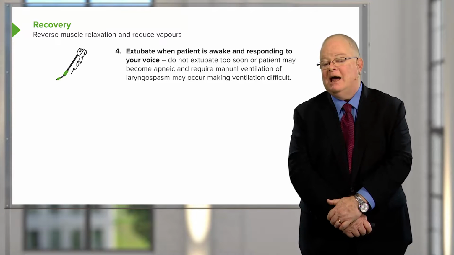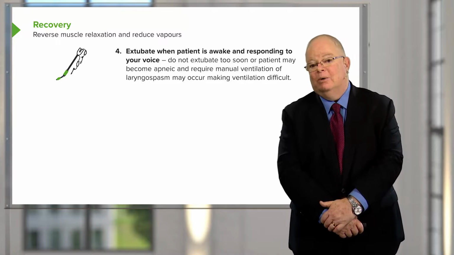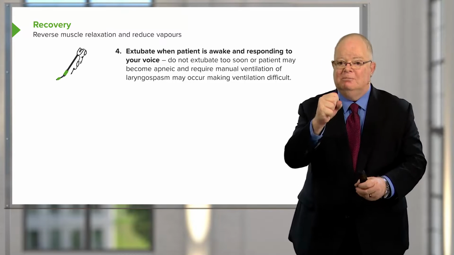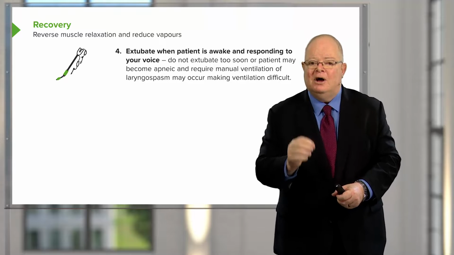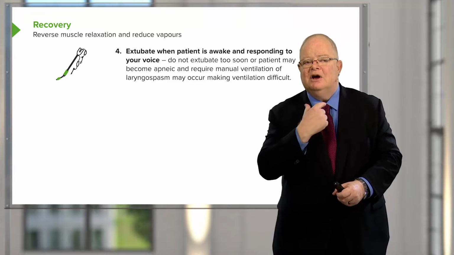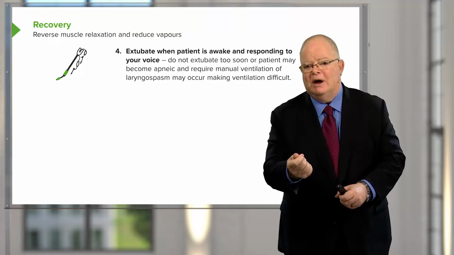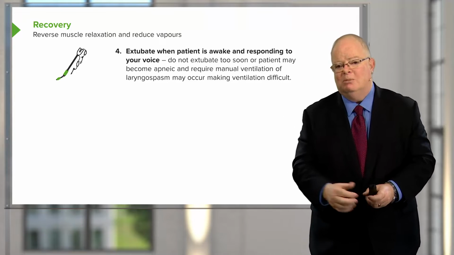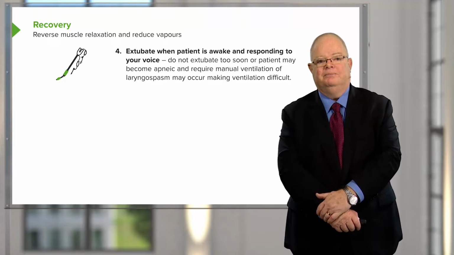The patient may become apneic and require manual ventilation, and laryngospasm may occur, which is spasm in the muscles in the larynx, which can make ventilation very difficult. Remember that often the only reason the patient's breathing at the end of surgery is because they've got the tube in place and it's irritating them. As soon as you take that tube away, they have no reason to breathe anymore. So you have to make sure they're actually responding before you take away the tube.